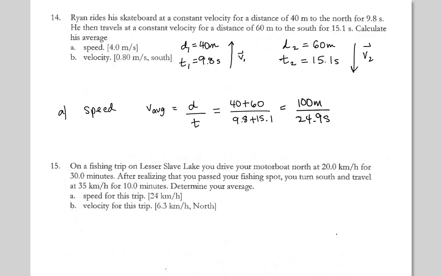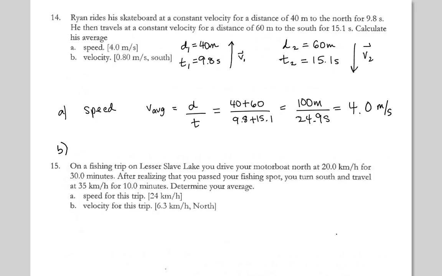So 100 divided by 24.9. Okay, I'm getting 4 with a whole bunch of accuracy. Do we need all that accuracy? How many sig digs in this question? Look at my pointer. 2 sig digs, 2 sig digs, 2 sig digs, 3 sig digs. So at most we can have 2. So I'm looking at my decimal 4.016. It's just going to round off to 4.0 meters per second. There's my average speed.